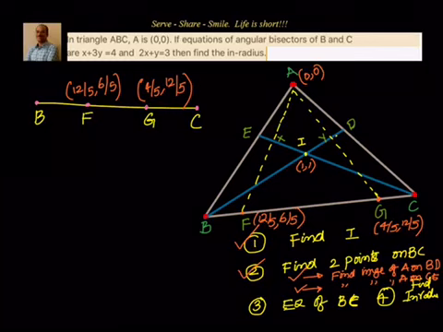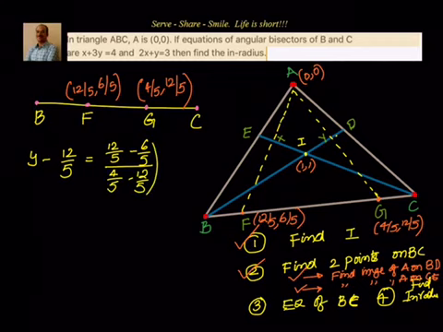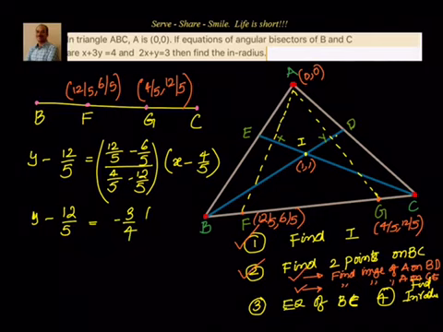Equation of BC, we have 2 points, so we can use y minus y1, y minus 12 by 5 is equal to m. The slope is nothing but y2 minus y1 divided by x2 minus x1, that's m, into x minus x1, that is x minus 4 by 5. So let's simplify this. We get y minus 12 by 5 equal to 6 by 5 by minus 8 by 5, that is minus 3 by 4 into x minus 4 by 5.